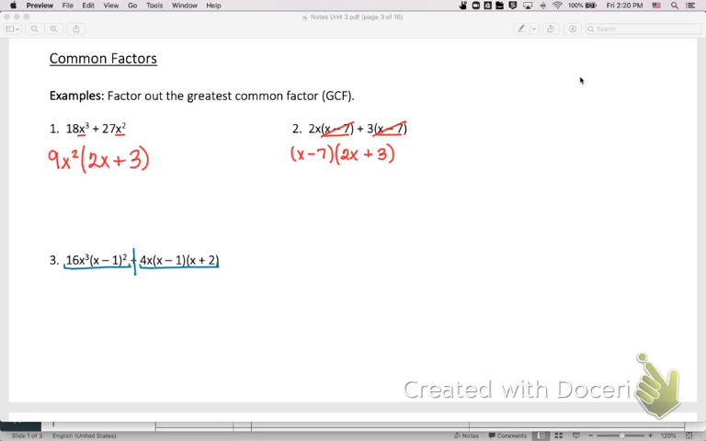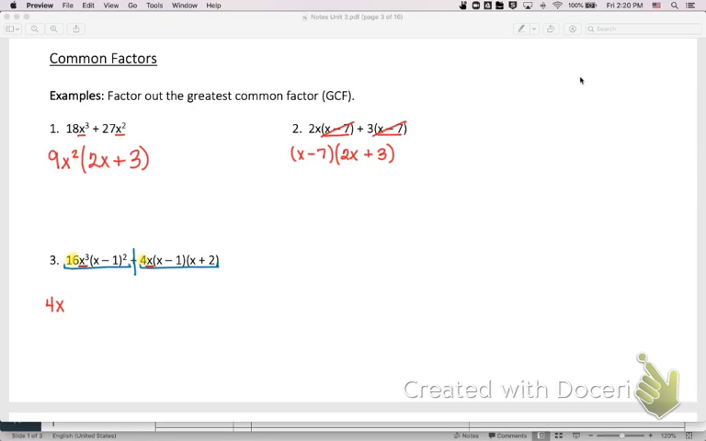So let's go down the line. First, let's look at our coefficients. What goes into 16 and 4? And the answer is 4. Now I've got an x cubed and an x. Remember, we can only take the least power, so that would be x to the first. What else do they have in common?